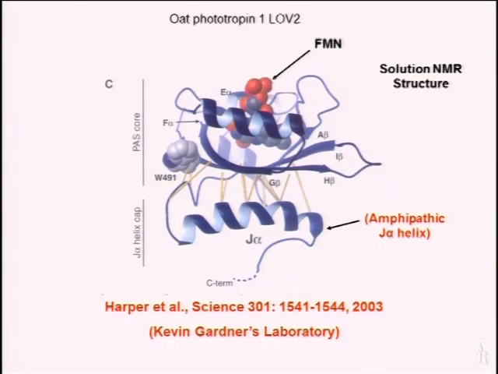And now if we look at the nice solution structure from Kevin Gardner's laboratory, Shannon Harper did this nice work, you'll notice that this is the domain itself. It's folded over, it's got 5 beta sheets and some alpha helices. And then downstream is this so-called J alpha helix, which is amphipathic. That is, one side is hydrophobic and is somehow maintained tightly against the beta sheets. And when you irradiate this, there is a tug inside and some photochemistry I won't talk about, which then allows this to be flipped open to the C-terminal and activate the kinase.